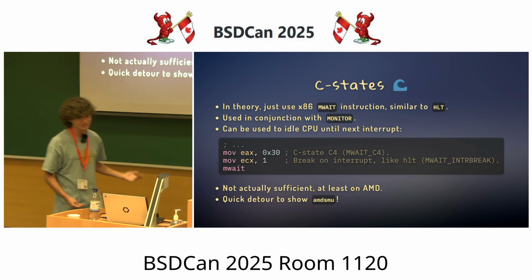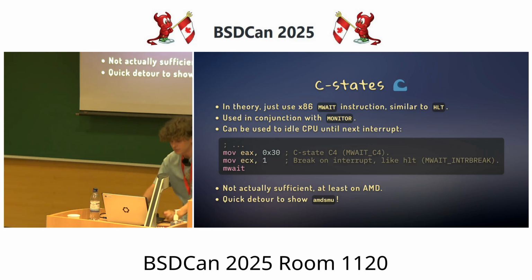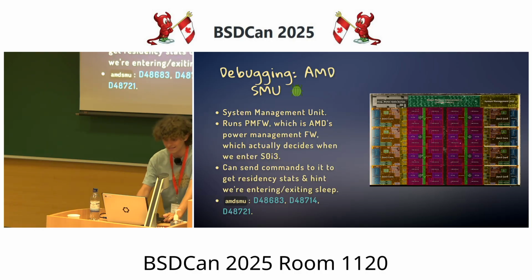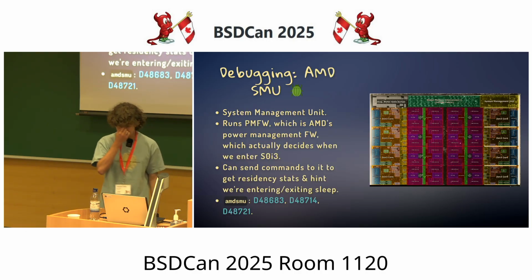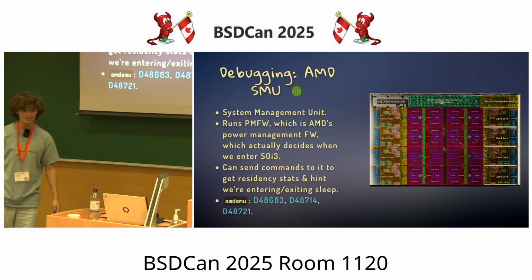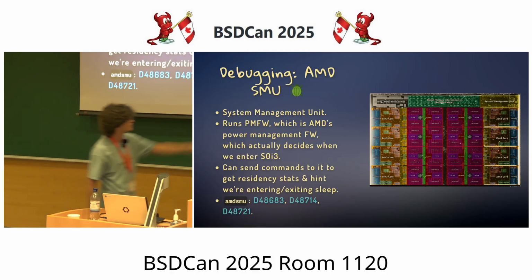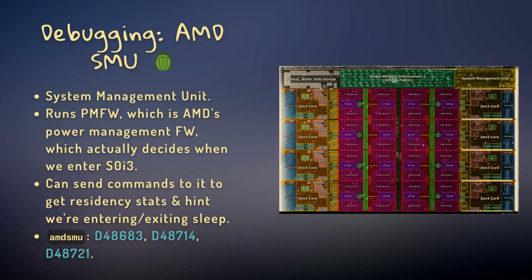Now on AMD, that doesn't really work. So I have to do a quick detour to show you the AMD SMU. I started writing the driver for this, mostly for debugging. It's a small bit of the CPU, up here on the top right, and it runs some firmware called PMFW. It's responsible for doing all the power management on your CPU, and it actually decides when to enter S0ix. So this is the thing that we need to convince to enter S0ix.